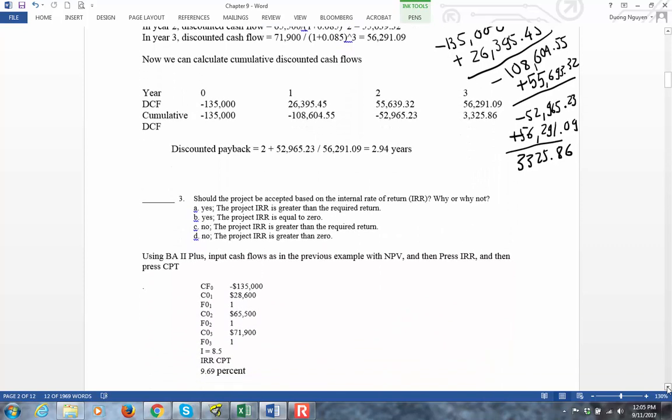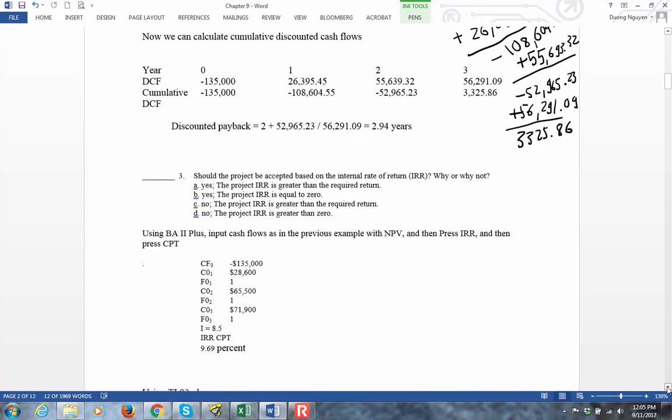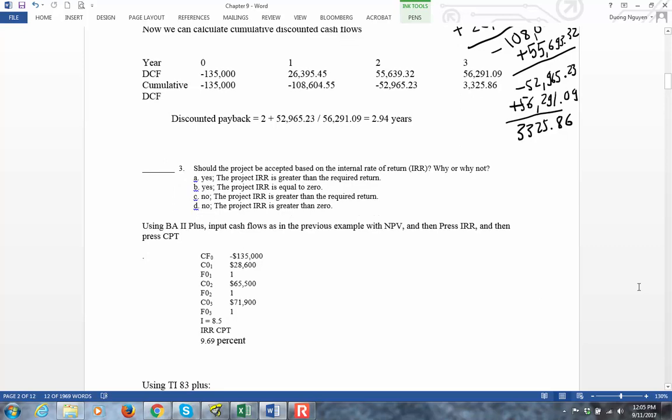Question number 3: should the project be accepted based on the internal rate of return, IRR? So to answer this question, you need to calculate the IRR. The way you calculate the IRR is very similar to the way you calculate NPV. First, you need to input the cash flows.